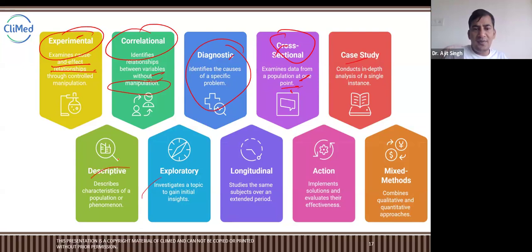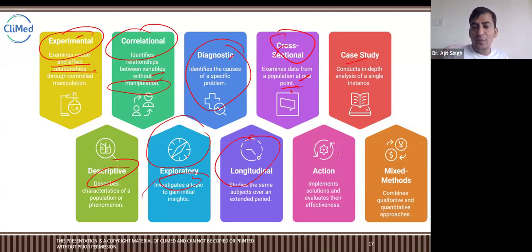And then descriptive studies describe the characteristics of a population, like prevalence and incidence understanding. So those come under the descriptive studies. And then longitudinal means for the long term. Exploratory means that before the clinical trial, we do pilot studies. Exploratory are the pilot studies which are done to get initial knowledge or initial insight on any topic.